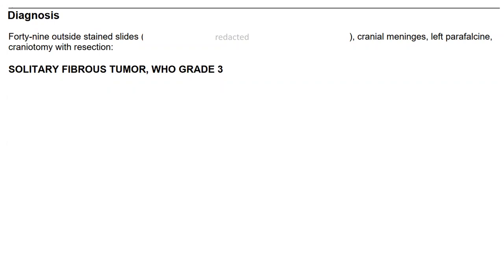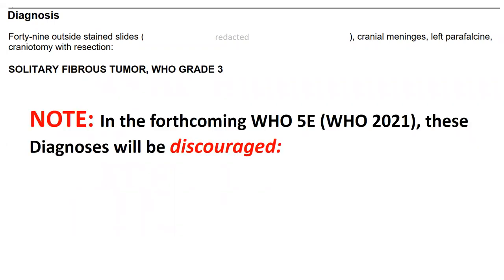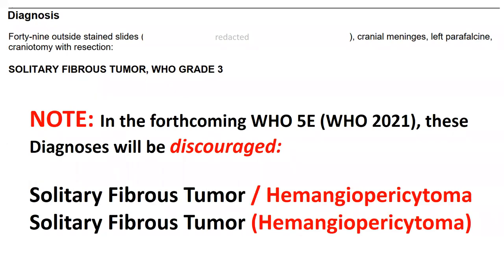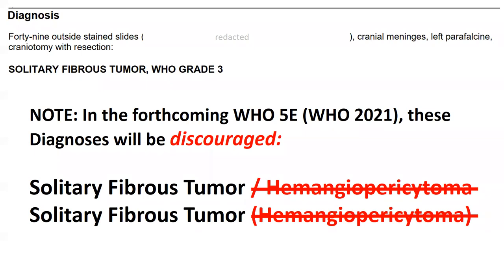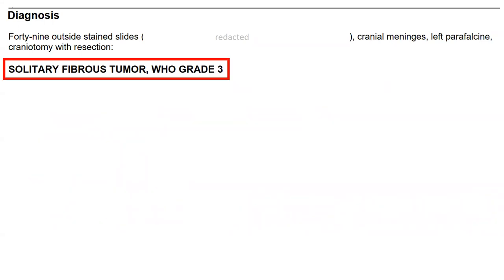All right, so here we go. Solitary fibrous tumor, WHO grade 3. Note, in the forthcoming fifth edition, 2021, these diagnoses will be officially discouraged. That's as of the last draft I saw. Yeah, all kinds of changes may be made by the final editorial group, but I think this is what it's going to be. Solitary fibrous tumor / hemangiopericytoma, in parenthesis hemangiopericytoma, I think it's going to disappear, and that usage of combining them, either separately or together, I think it's going to disappear, and we're going with this. Okay, because it's been 5 years, I think everyone knows now, right? And all the old guys have retired that couldn't accept it. So it's solitary fibrous tumor, grade 1, grade 2, grade 3.